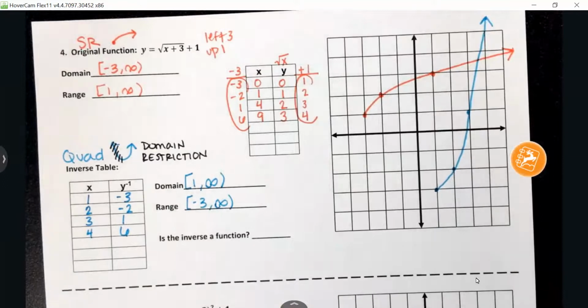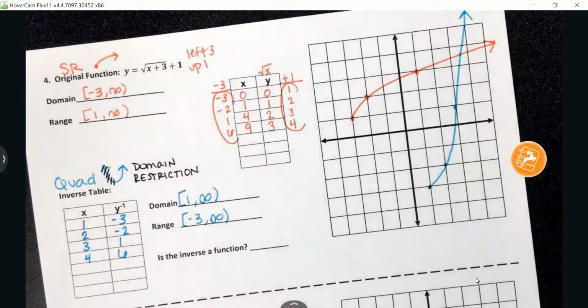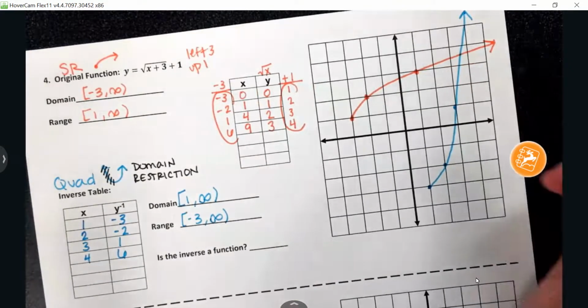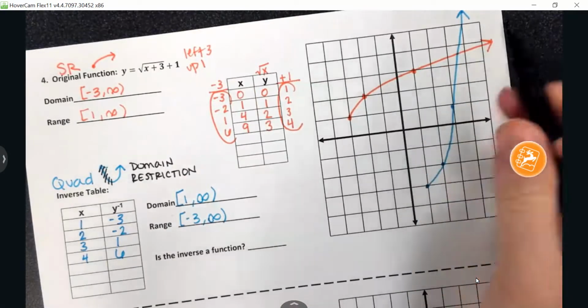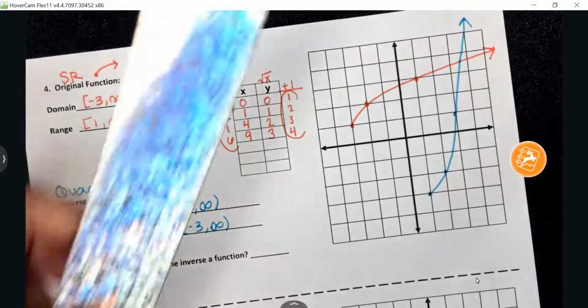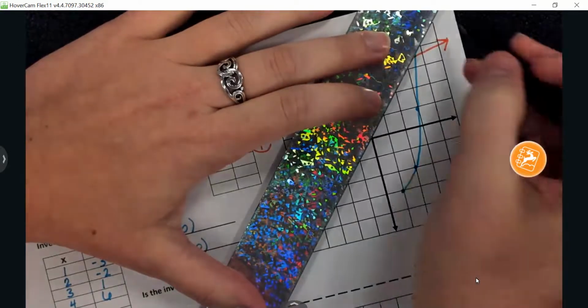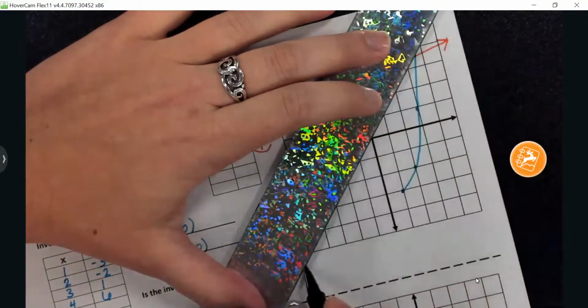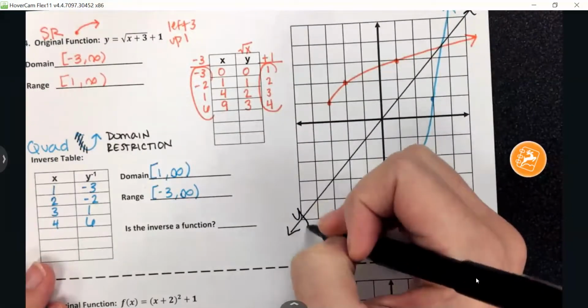All right, so 2 things left. The last thing you need to do is take your pencil and draw that line Y, excuse me, Y equals X. That's a diagonal line through the origin, like 1, 1, 2, 2, 3, 3. So we're going to take a diagonal line through the origin to graph the line Y equals X.